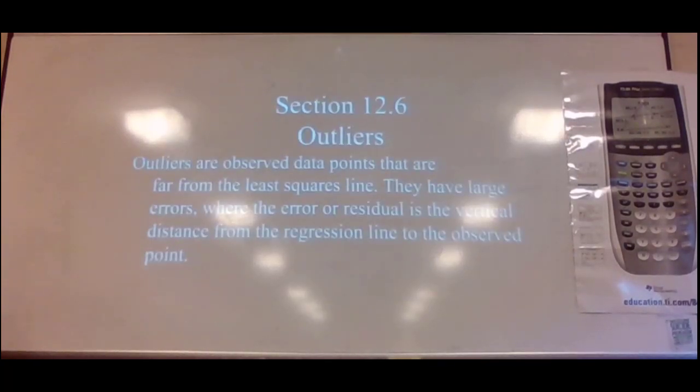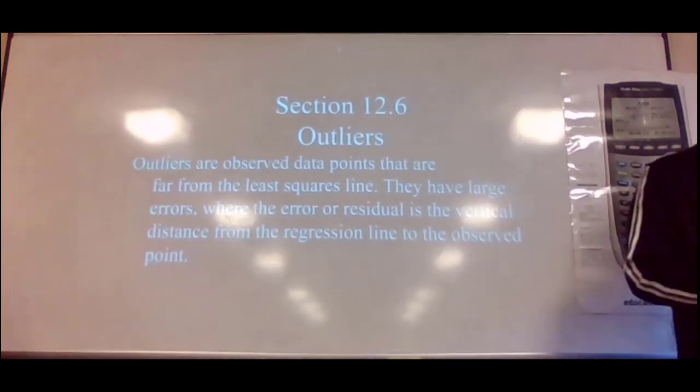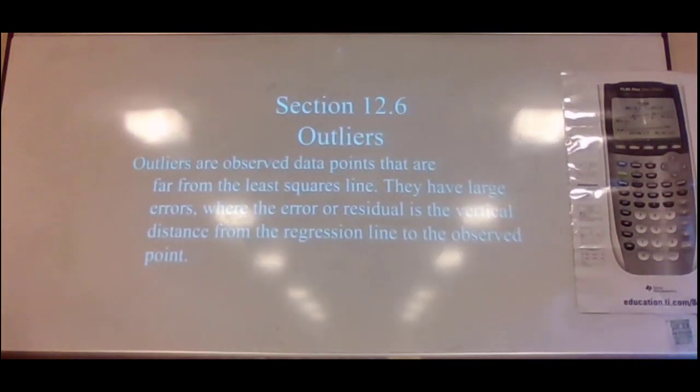Section 12.6 about outliers is going to be a little bit longer, so we're going to go through this. We're not actually going to cover everything in our notes. We've got one or two problems we're going to skip because we're just not going to cover that. But anyway, outliers. We talked about outliers, I think, quite a while ago.